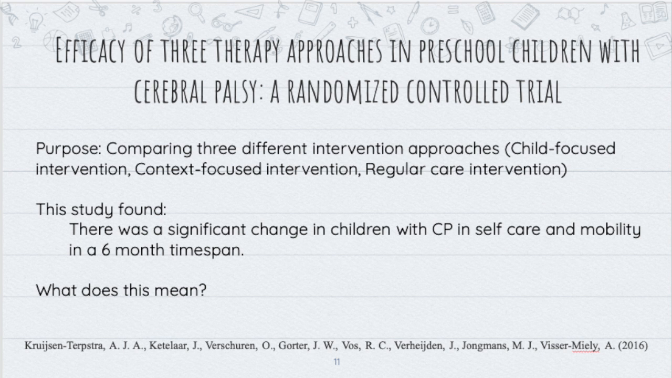This research study I found was comparing 3 different intervention approaches, which were child-focused intervention, context-focused intervention, and regular care intervention. This study found that there was a significant change in children with CP in regards to self-care and mobility within a 6-month time span. What does this mean? Although this does not tell us much about the assessment itself, I did, however, find research that was studying the effects of therapy in self-care, mobility, and social function domains that use the PEDI as the outcome measure. In my opinion, it seems that the PEDI is a good outcome measure used to measure functional changes over a time span.